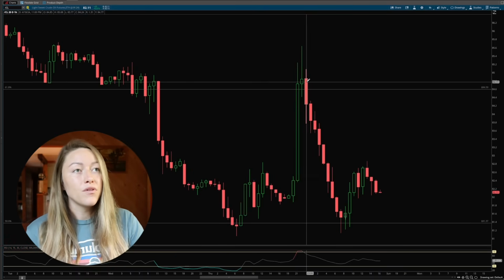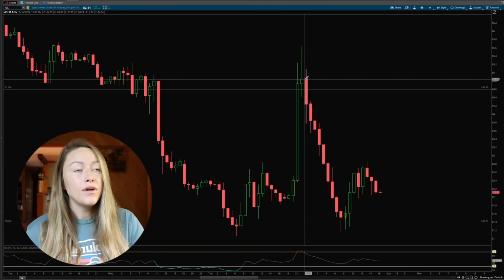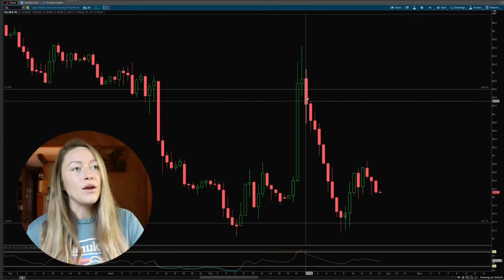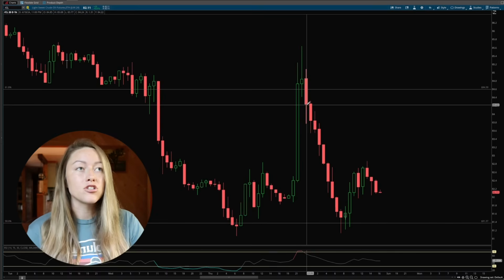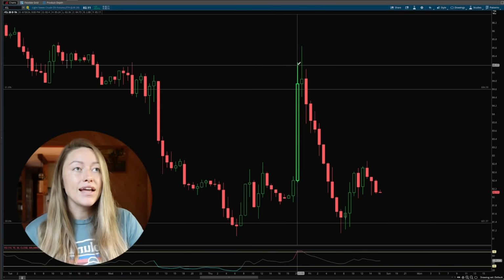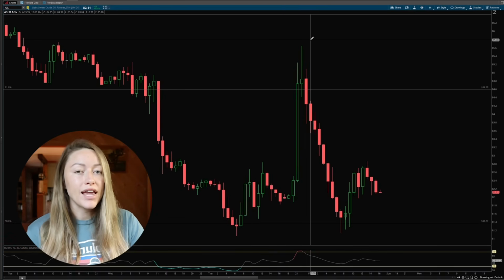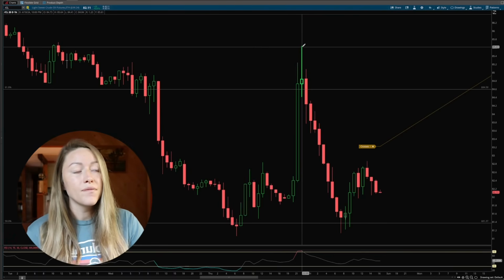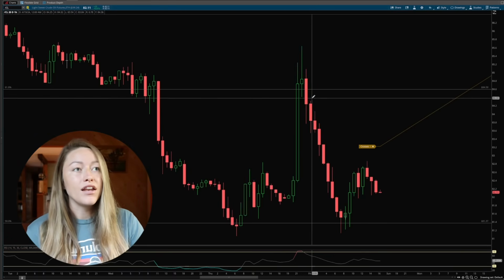We had a candle that pushed up. We opened, because remember it's red, so we opened here, but we could not push higher, so therefore we turned red and we closed lower. That is a bearish sign. We are no longer making higher highs when it comes to the candles. Now we are switching and making lower highs. So we have a high, we have a lower high, and another lower high.